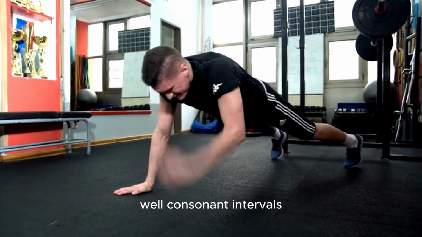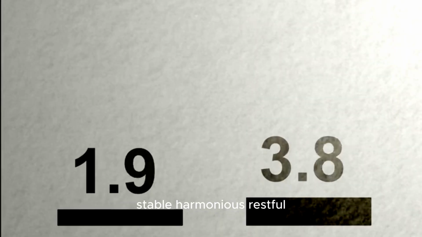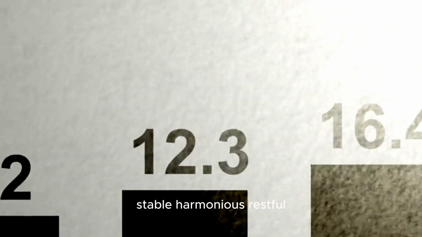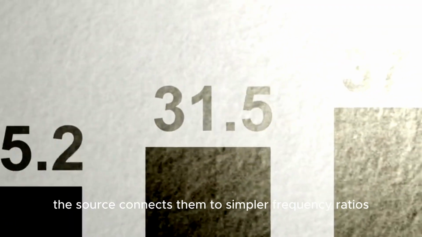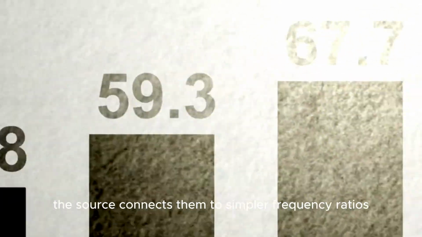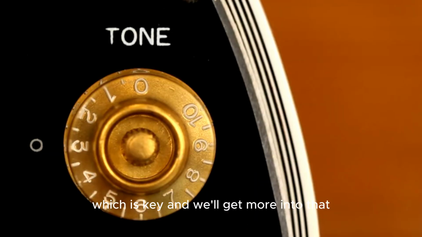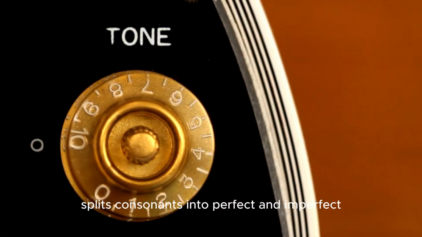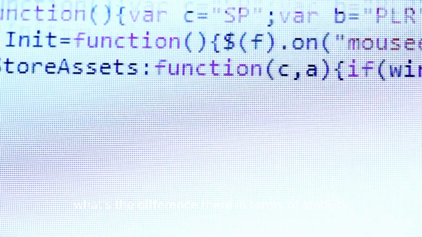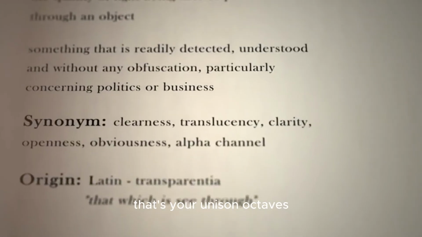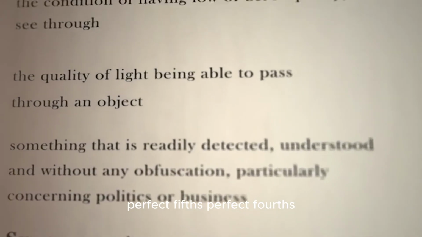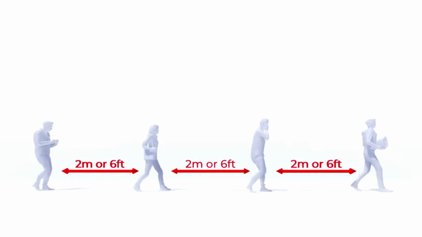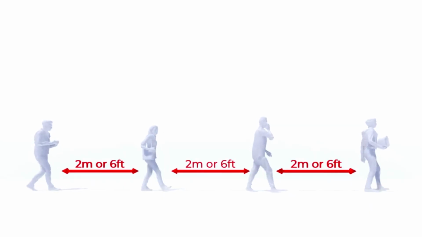Well, consonant intervals, generally speaking, sound pleasing, stable, harmonious. Restful. Restful, yeah, agreement. The source connects them to simpler frequency ratios, which is key, and we'll get more into that. Okay. And the source splits consonants into perfect and imperfect. What's the difference there in terms of stability? Right. Perfect consonants, that's your unisons, octaves, perfect fifths, perfect fourths, are the most stable, rock solid. Simplest ratios. They've pretty much always been seen as constant across history and cultures. Okay. The bedrock. Pretty much.